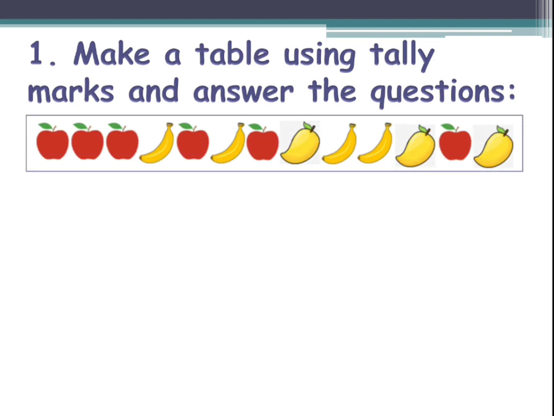So here you can see some fruits. You have some fruits and you have to make a table for this data, for this information of fruits. How can you make it? What are the fruits here? What are the different fruits you have? You have an apple, a banana, a mango. Three fruits you have: apple, banana and mango.